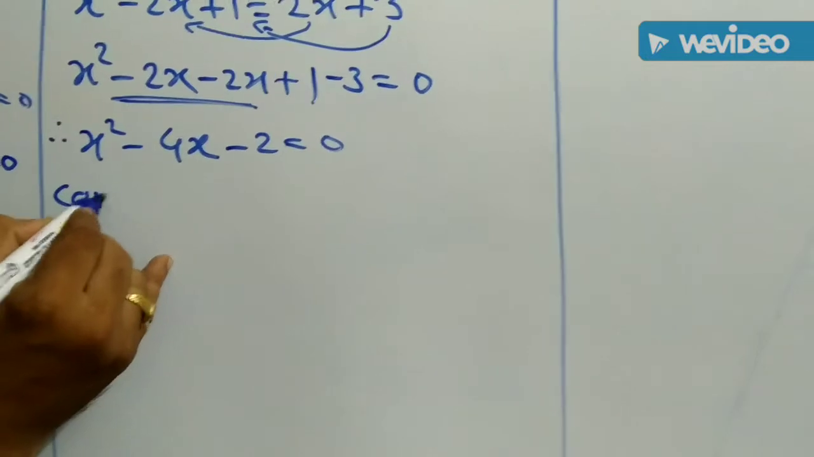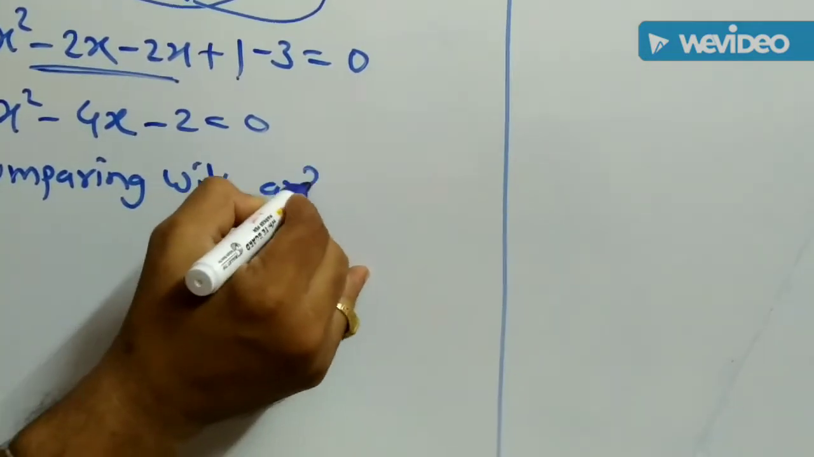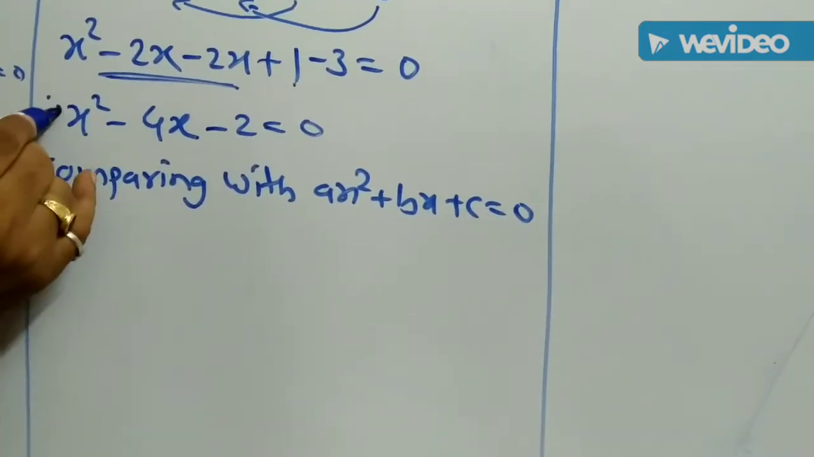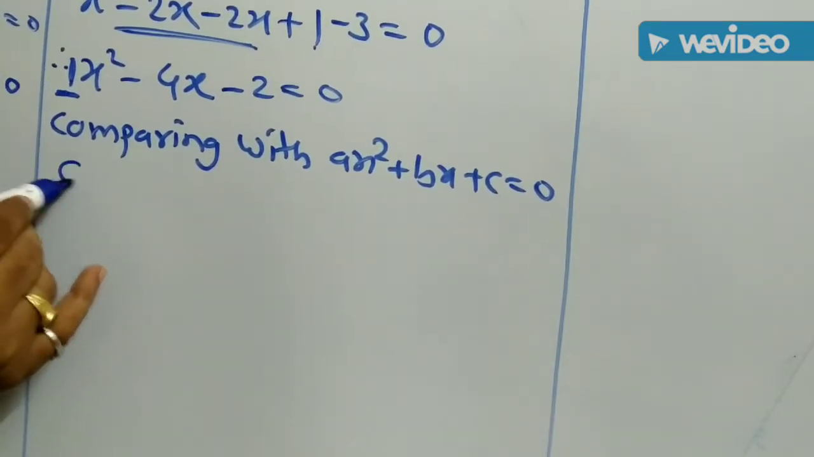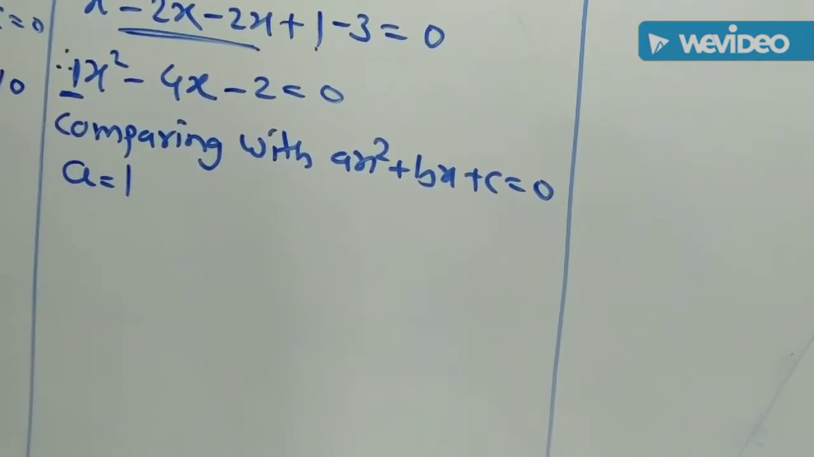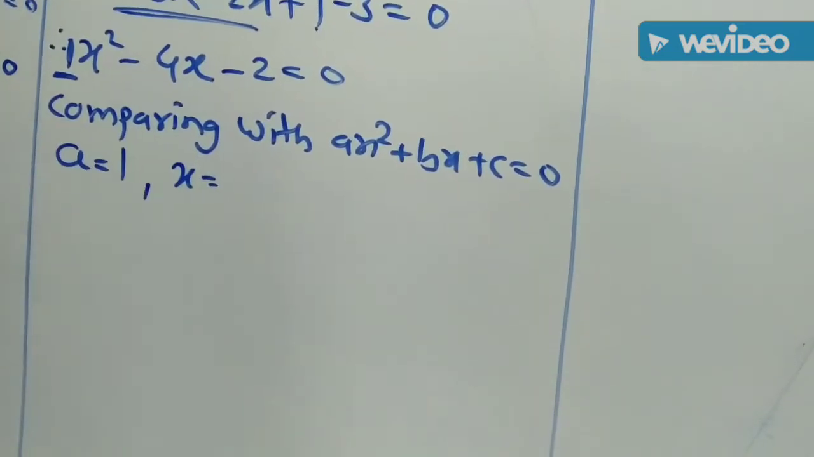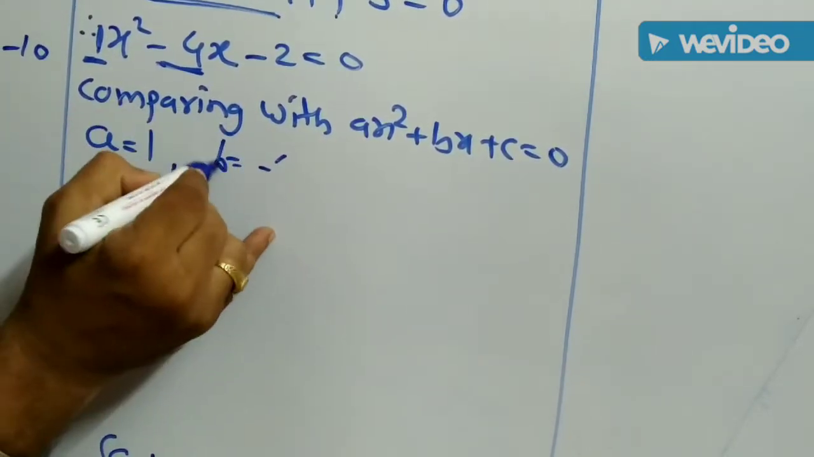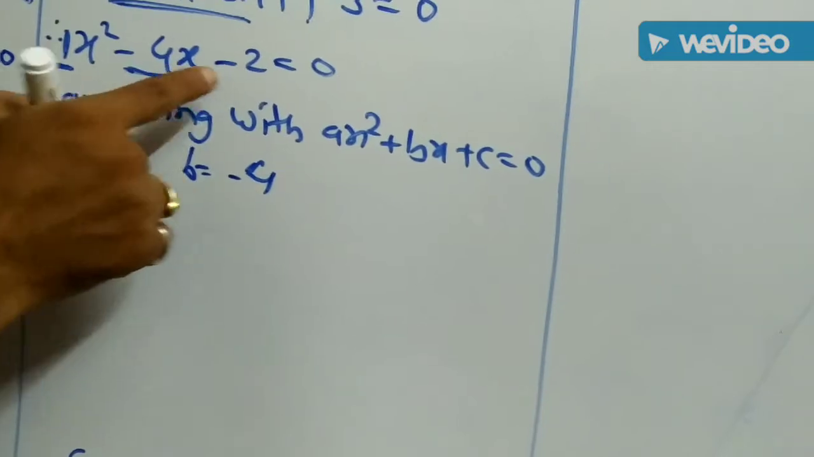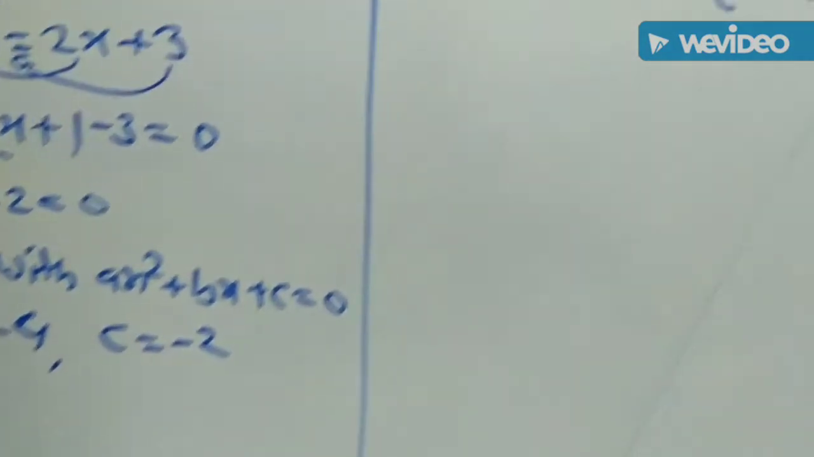Now to write the values of a, b and c, comparing with ax square plus bx plus c is equal to 0. Coefficient of square term is not given, so we consider it as 1. Therefore, coefficient of square term is 1, that is a is equal to 1. Coefficient of x term is b, here it is given minus 4. Therefore, b is equal to minus 4. And last term is the constant term c, which is given minus 2.